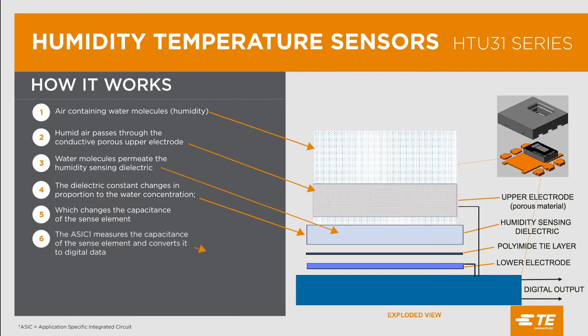6. The ASIC measures the capacitance of the sensing element and then converts that capacitance reading into digital data. 7. The ASIC also measures the temperature of the HTU31 sensing die and outputs that temperature information along with humidity data in either I2C or analog output voltage.